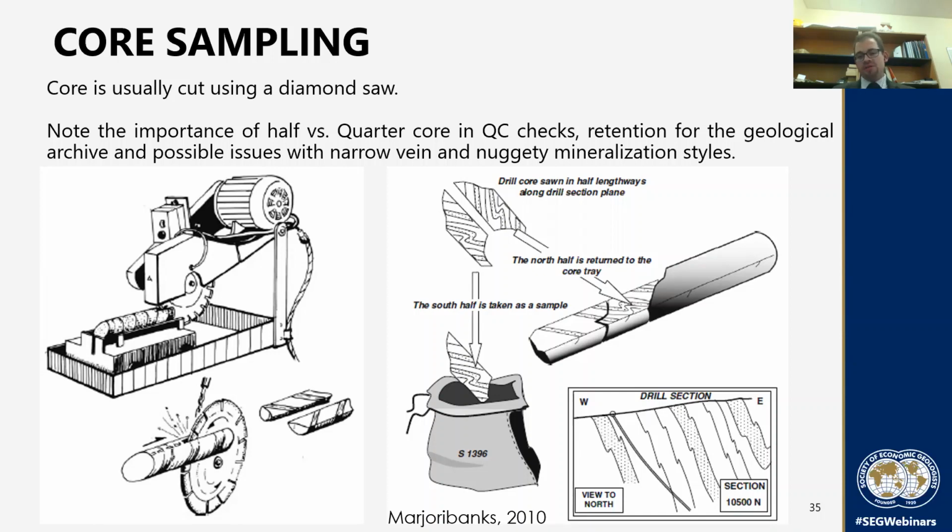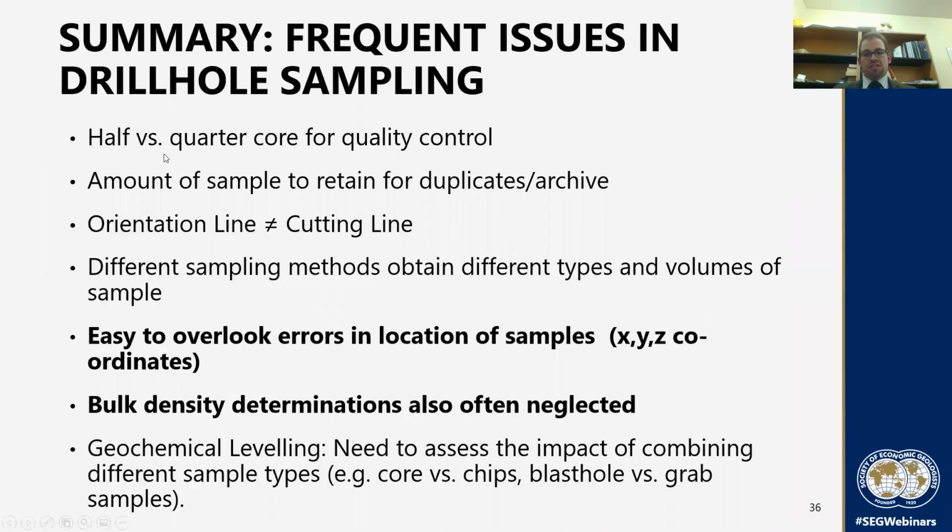However, if possible, I'm personally trying to use what's called quarter core. So if you cut your core into two, and then again, one of the halves you cut into two again, you have two quarters there, and you use those for duplicates and for the original sample, that should hopefully minimize this effect. However, it needs geological observation and the input of a geologist where to put the cut line and to minimize such nugget effects. So in summary, to wrap this up, there are a number of issues in diamond sampling, such as what we just said, half versus quarter core, when it's used for quality control.